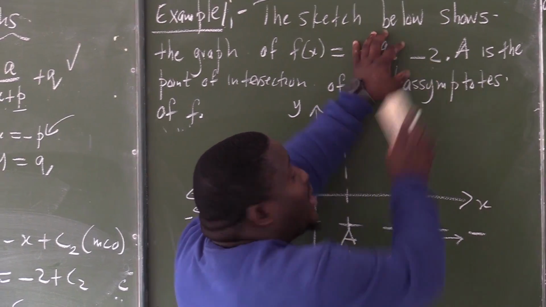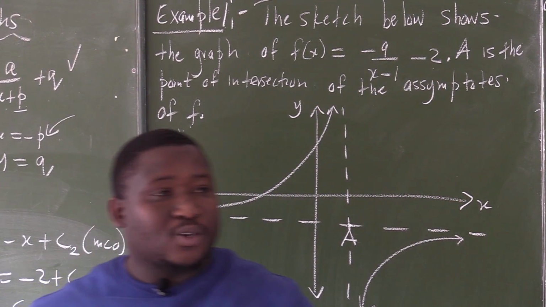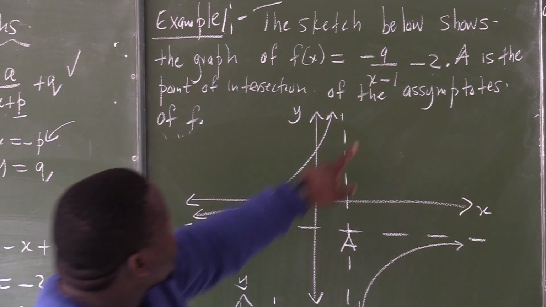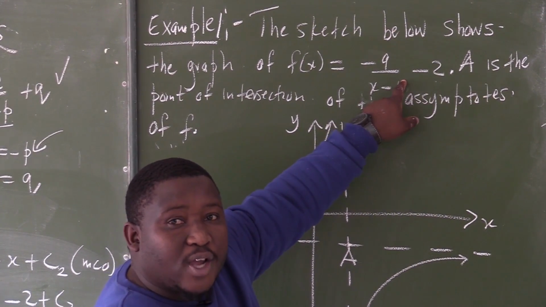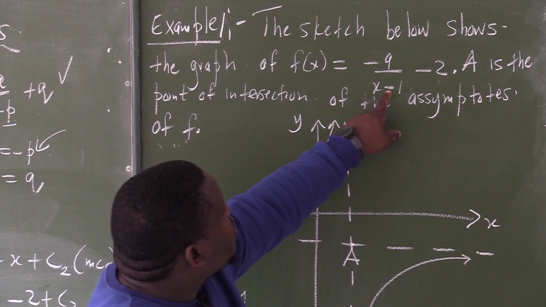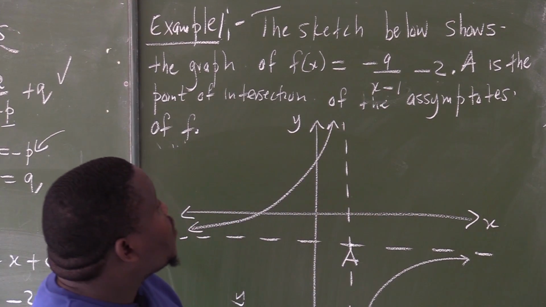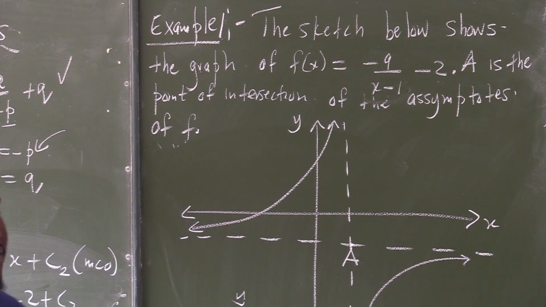It means y equal to minus 2 is my horizontal asymptote. If I'm looking for the vertical asymptote, you take this x minus 1 in the denominator, you equate it to 0 and you find the value of x. So if I were to find the value of x here, I was going to get x as a positive 1.